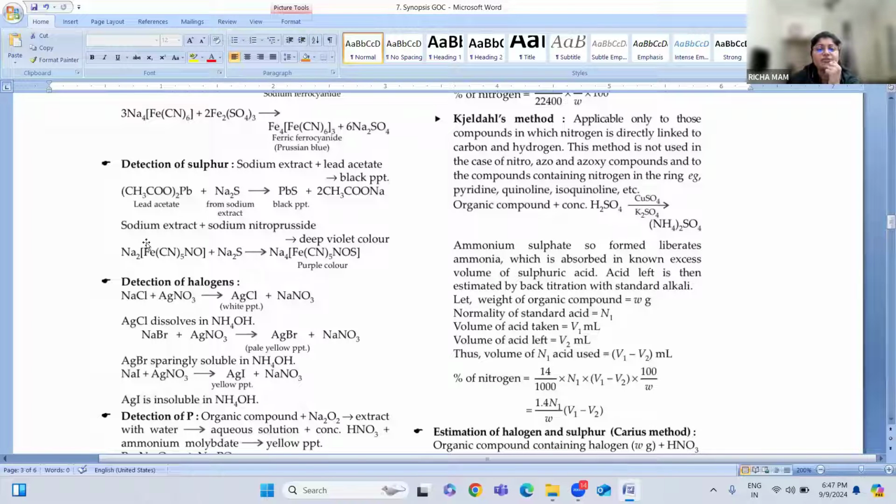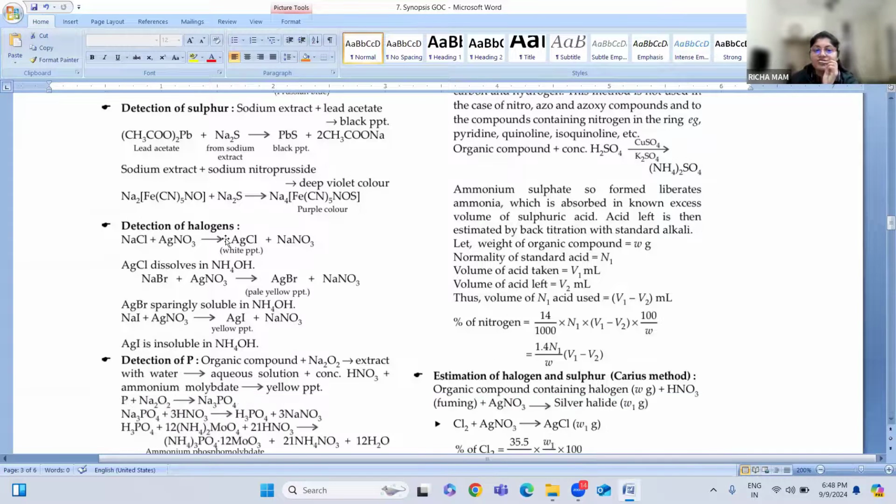Another test is there. If you react sodium extract plus sodium nitroprusside, it will give you a deep violet color. So if it gives a deep violet color, then there is a presence of sulfur. So this is another test. Please see the reactions. Reactions are very important.